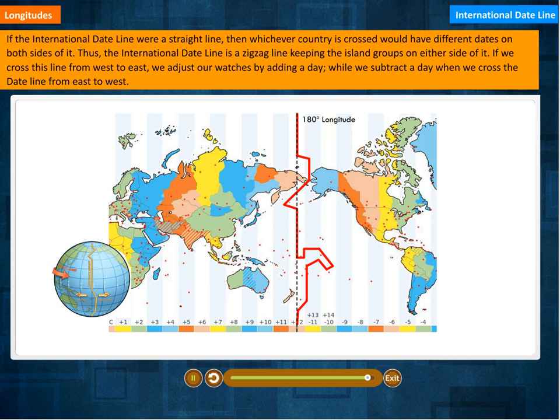If we cross this line from west to east, we adjust our watches by adding a day, while we subtract a day when we cross the date line from east to west.